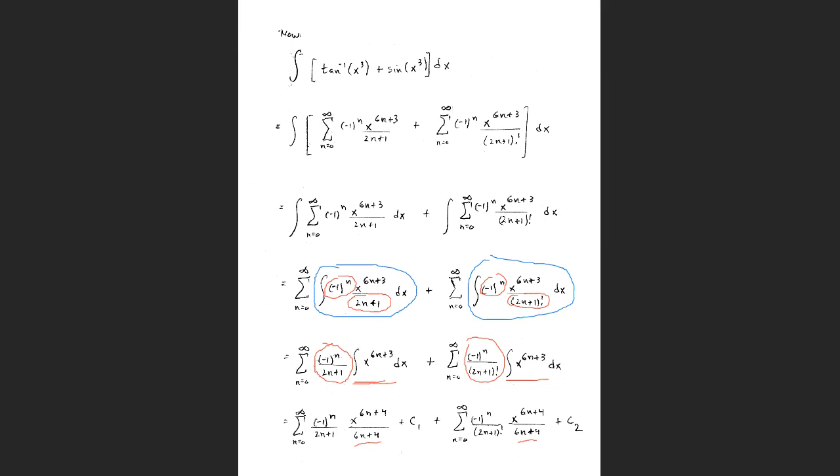And now you have written your integral, and of course you have constants of integration, C1 and C2, which combine to equal a single constant C. But you now have this power series with the constant of integration, which is the antiderivative of the arctangent of x cubed plus the sine of x cubed. That's what it is. It is the antiderivative.